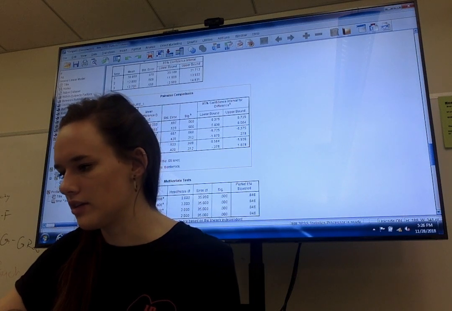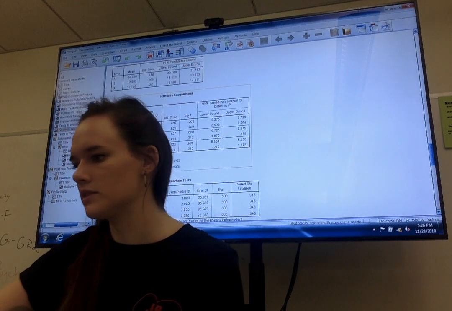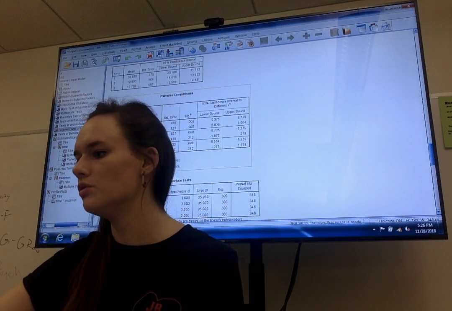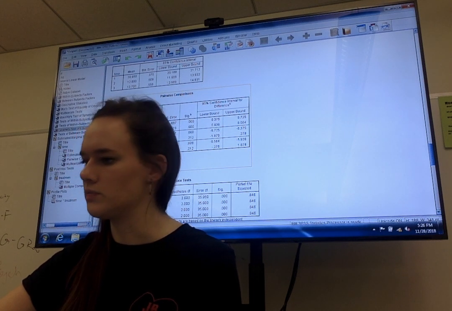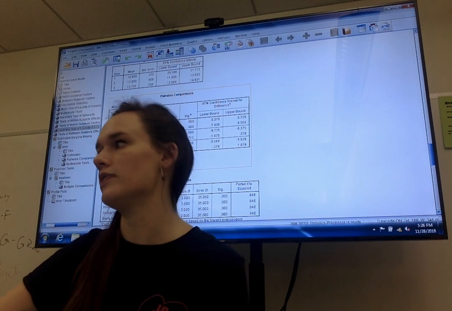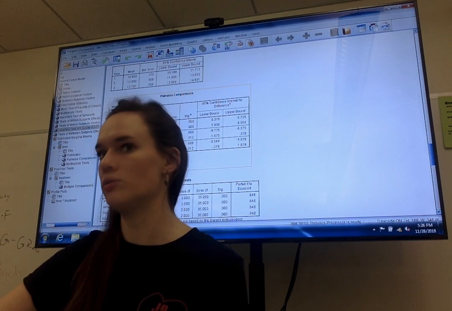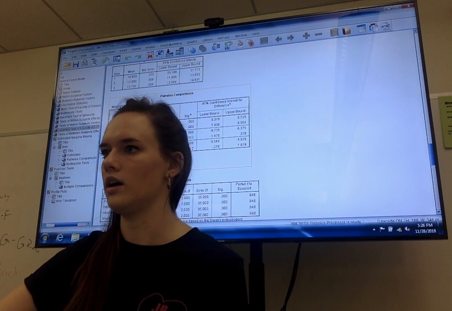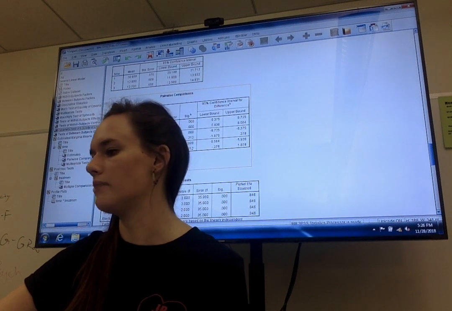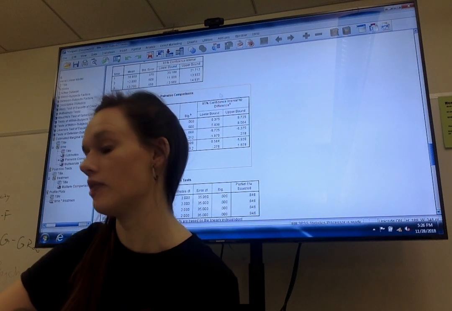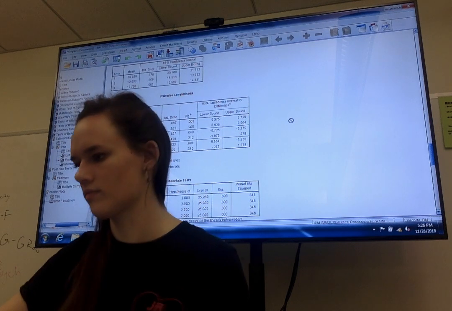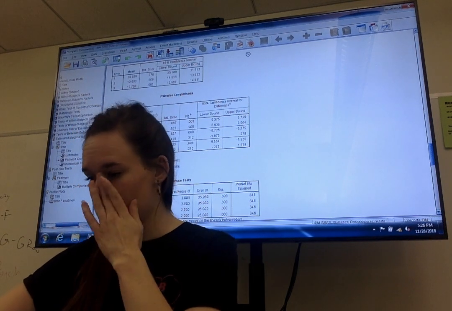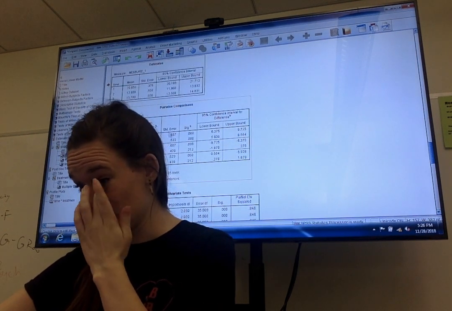So we can see that there's significant differences between time 1 and 2, time 1 and 3, and there's no significant difference between time 2 and 3. So that makes sense. So it's post-treatment and then follow-up. So that makes sense, and that's good for the outcomes. And that is a within subjects ANOVA.